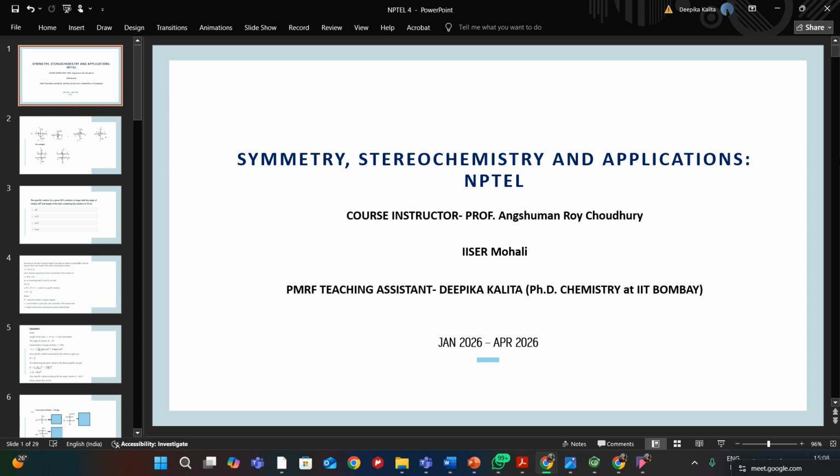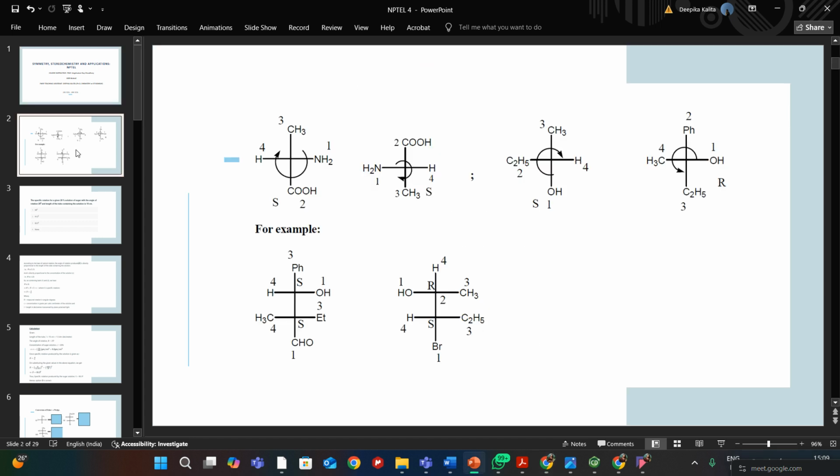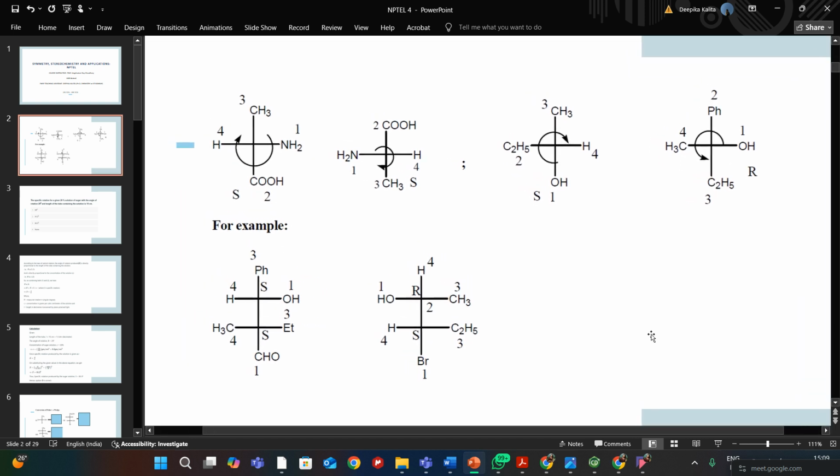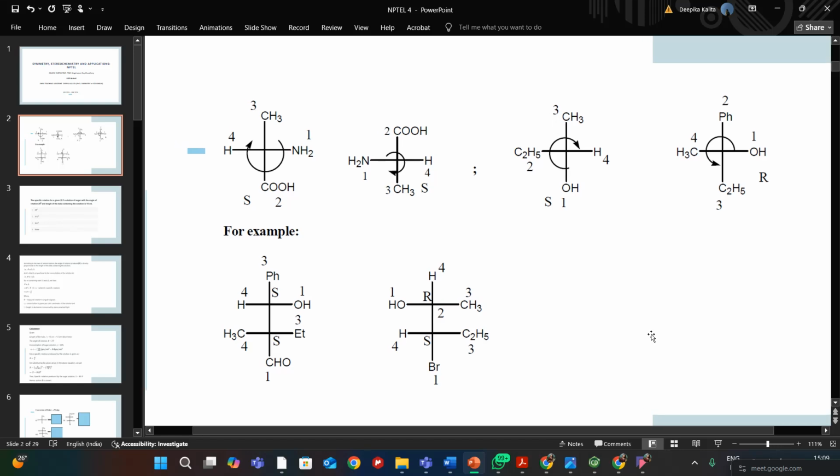Let us start today's tutorial where we are going to solve a few questions on the topics covered in the 4th week lectures. Before moving to the questions, let us go through these easy examples so that we can brush up the concepts which are revolving around RS nomenclature.